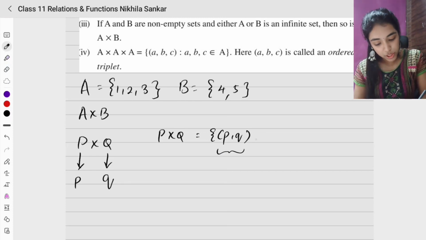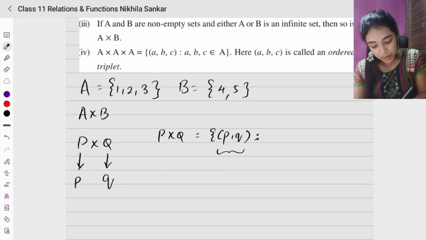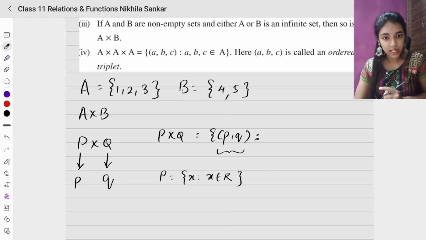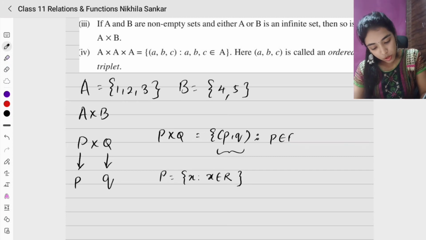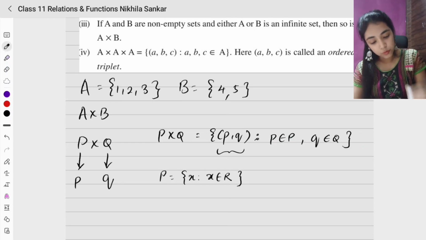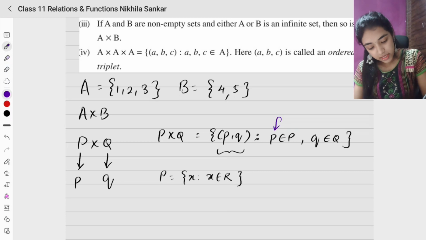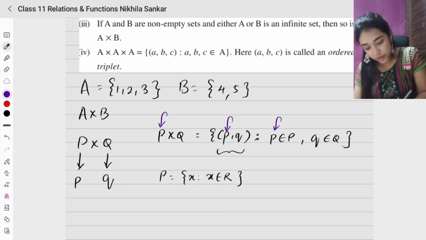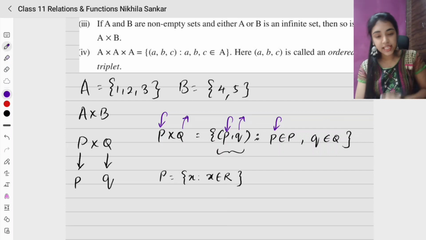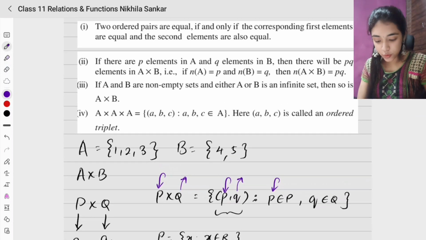Ordered pair (p, q) such that, how do we write it simply? Now P equals {x such that x belongs to R}. This is for a single element. How do you write for two different elements: (p, q) such that p belongs to capital P, q belongs to capital Q. You have to understand that the first element in the ordered pair, the x coordinate, corresponds to the first set P and the second one belongs to the second set capital Q. So this is what you have to understand.